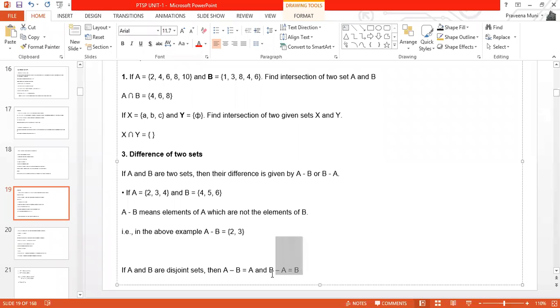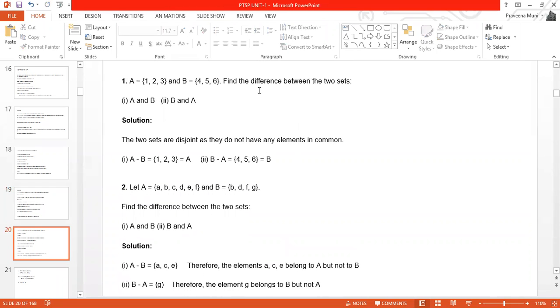Similarly, B minus A is equal to B means no elements of B are present in A. So that is why B and A do not have any common elements. So B and A are called disjoint sets. Okay.